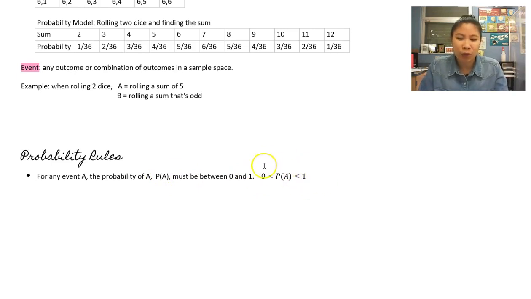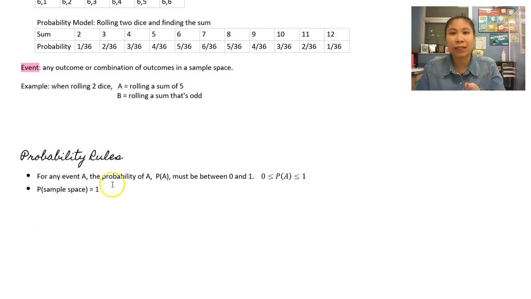And since it has to be between 0 and 1, we could write it with inequalities. Remember, a probability of 0 just means that event A will never happen. A probability of 1 would mean that event A would definitely happen. The second probability rule I want to talk about is that the probability of the sample space happening is equal to 1. Remember, when the probability equals 1, it means it'll definitely happen.